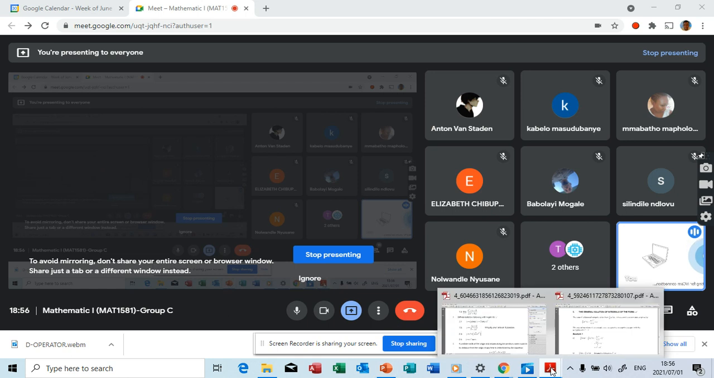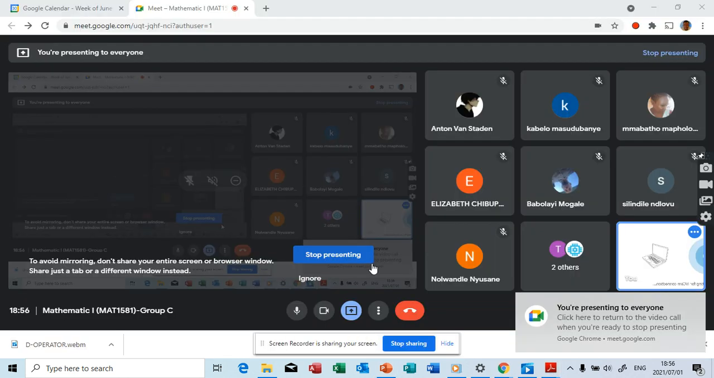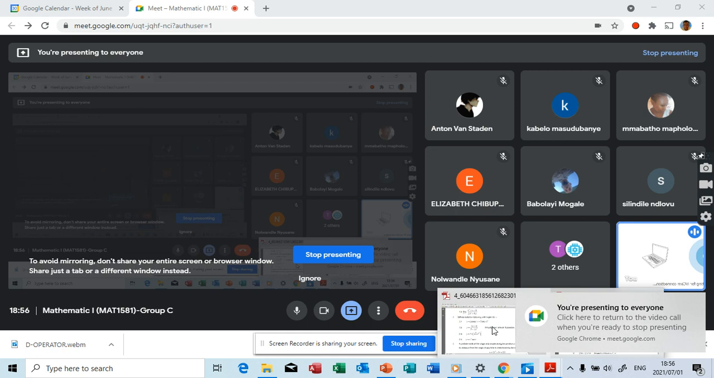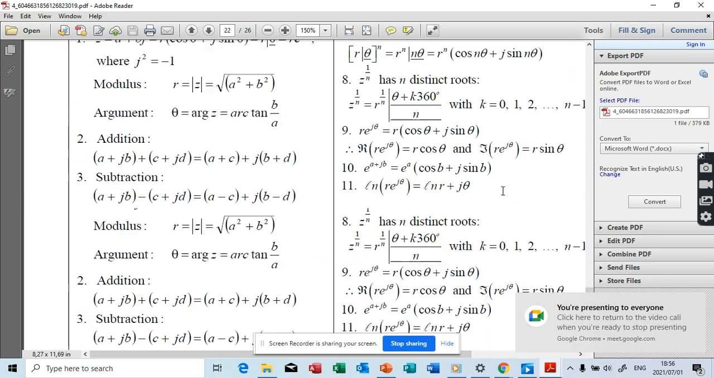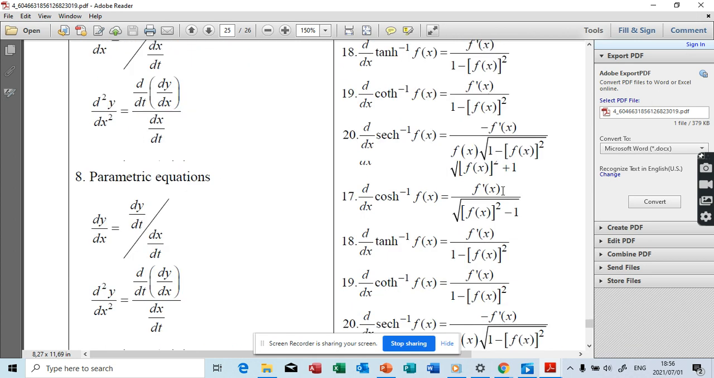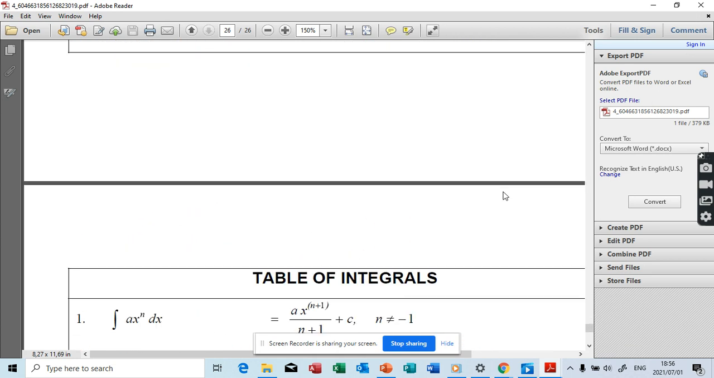Okay, so let me just show you the formula sheet. Here's the formula sheet, guys. We're gonna be using the formula sheet. It's at the end of your assignment. If you go to your tutorial letter, you'll see the formula sheet.